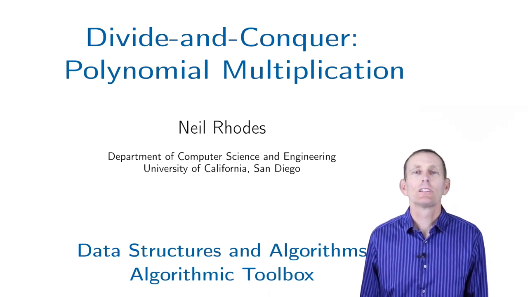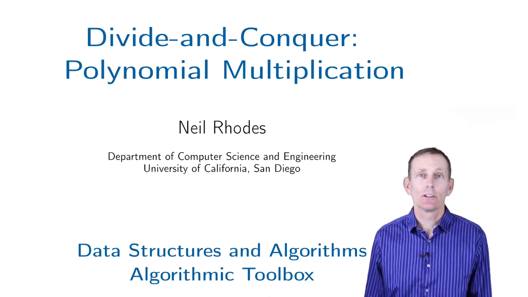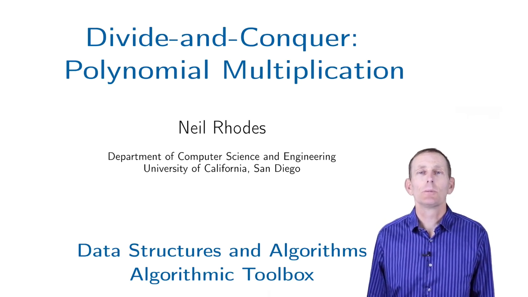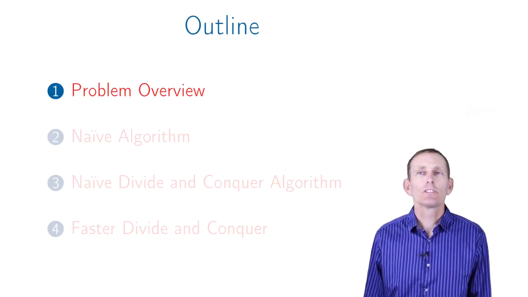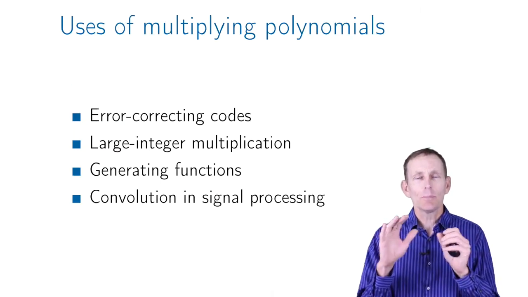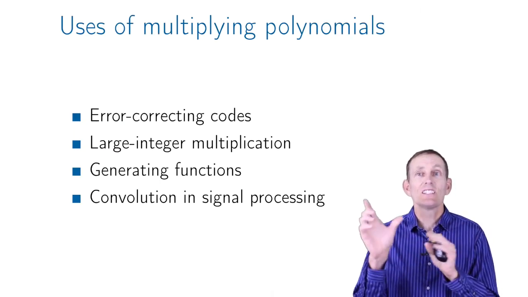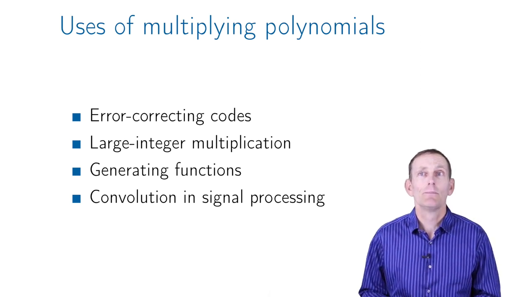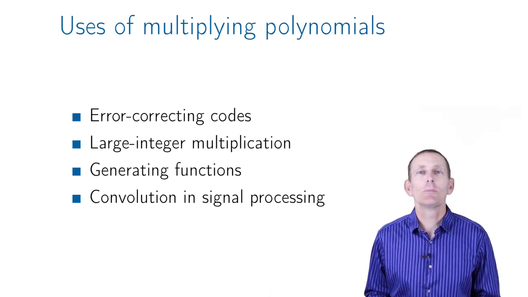In this lecture, we're going to talk about a more complicated divide and conquer algorithm to solve polynomial multiplication. So first, we'll talk about what polynomial multiplication is. Polynomial multiplication is basically just taking two polynomials and multiplying them together. It's used in a variety of ways in computer science.